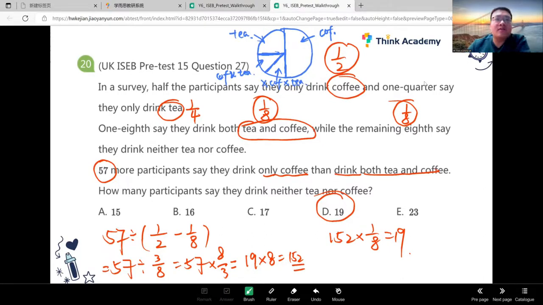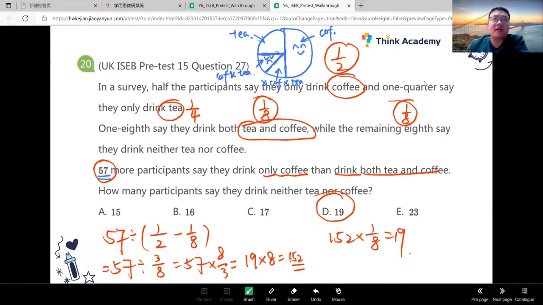And then you can go to this question. It says 57 more participants say they drink only coffee than drink both tea and coffee. What does that mean? That means this part, this smile face part, is bigger than this part, this angry face part, by 57. So the question: how many participants say they drink neither coffee nor tea?